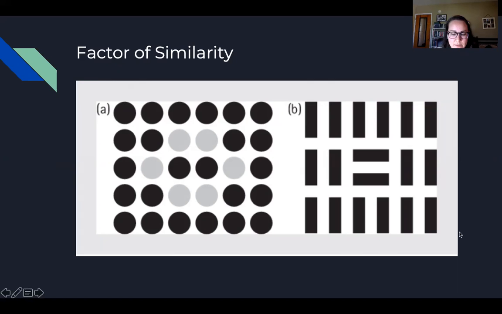Here in figure B, we have similarity at work. In this case, it's the similarity of line orientation. The squares that are made up of two vertical bars actually appear as one shape. As we can see, these two bars our brain sees as similar. And then the orientation of the lines over here makes this appear as a dissimilar object. So again, we like to group things based on how similar they are to one another.